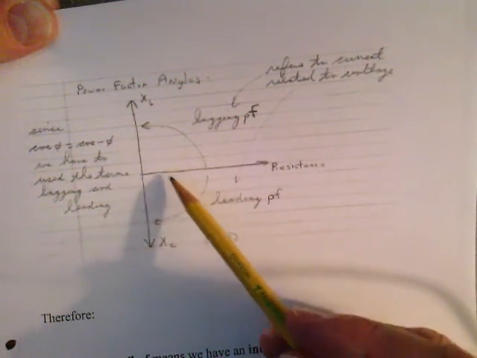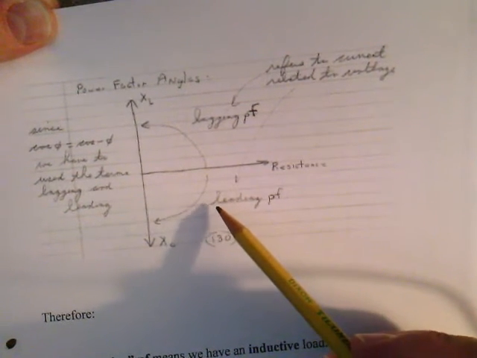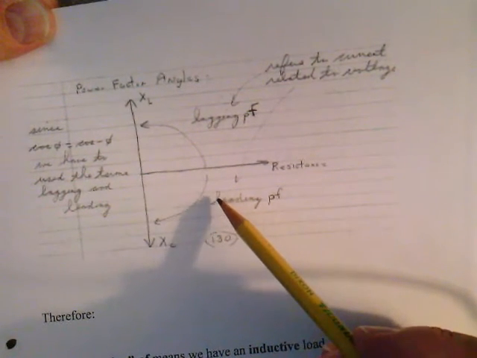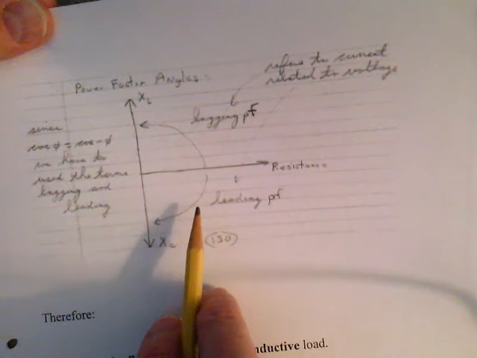Remember, any impedance angles we had in the fourth quadrant, impedance angles we're talking about now, in an impedance diagram, we always referred to them as capacitive circuits.